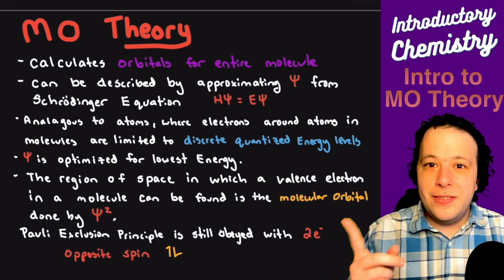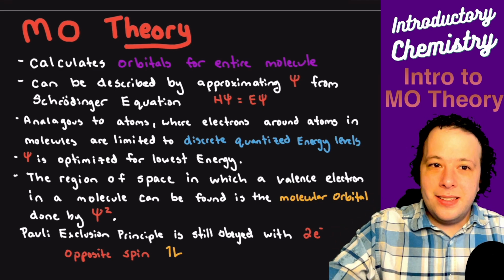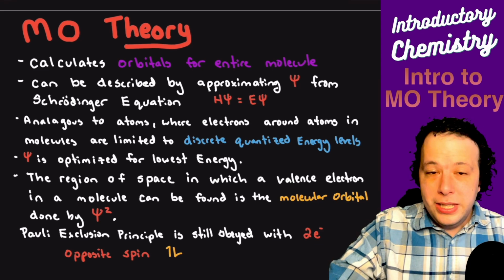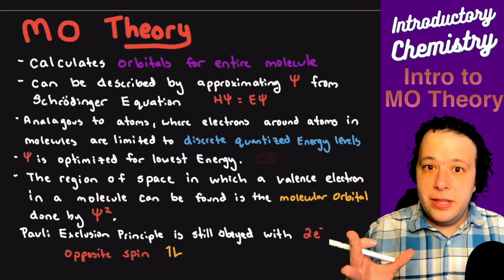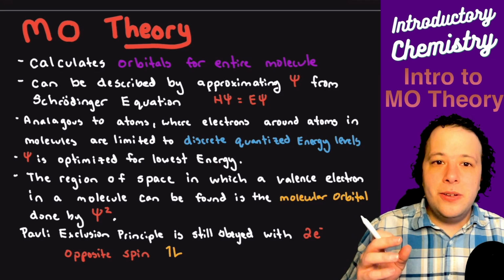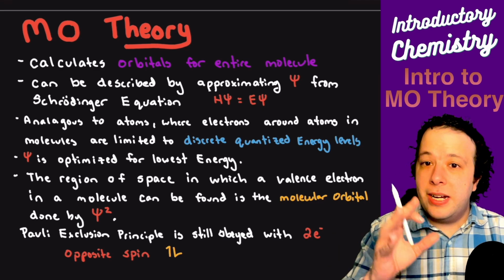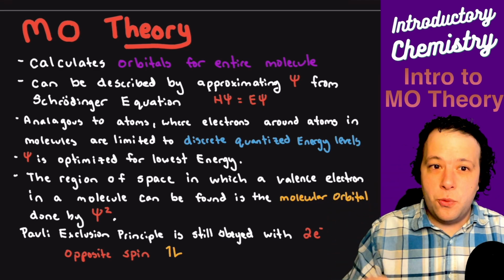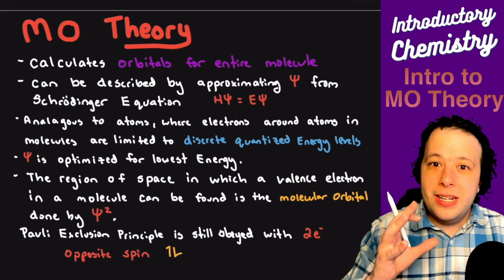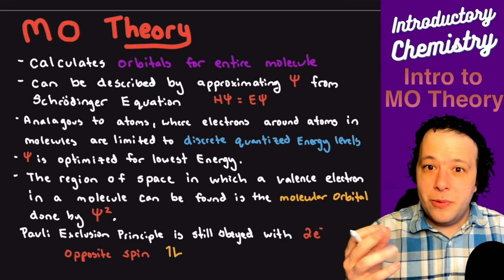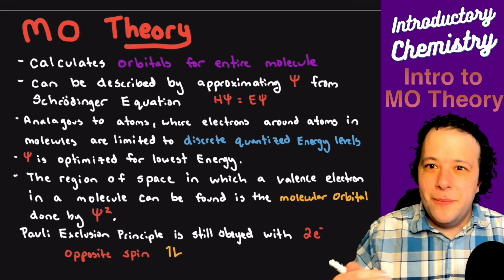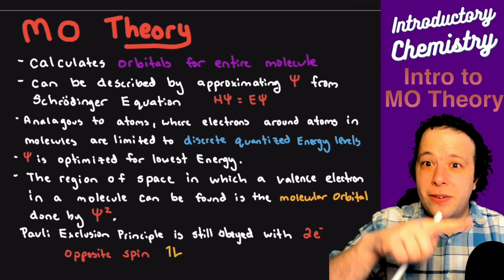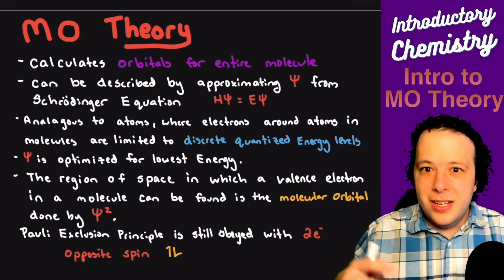So what is this kind of analogous to here is that electrons around these atoms are limited to discrete quantized energy levels. So it's the same kind of idea in the molecular picture, too. The only difference is that once we assume that all these atomic orbitals are working together, we can actually figure out where the electrons are most likely located in a molecular orbital. If we square a wave function, we can figure out the probability and plot where these things most likely are.